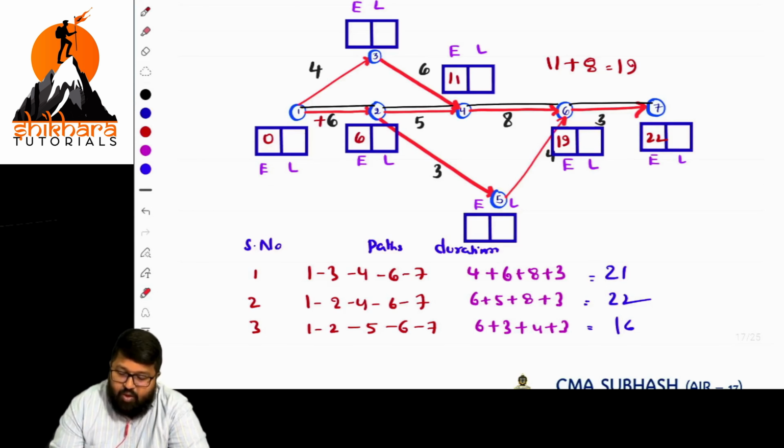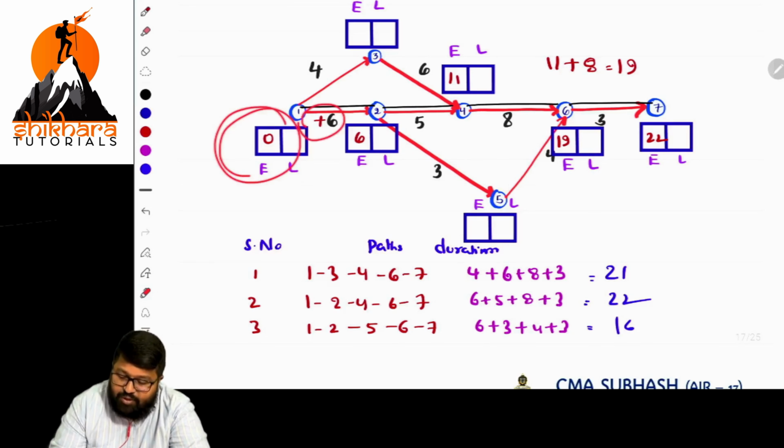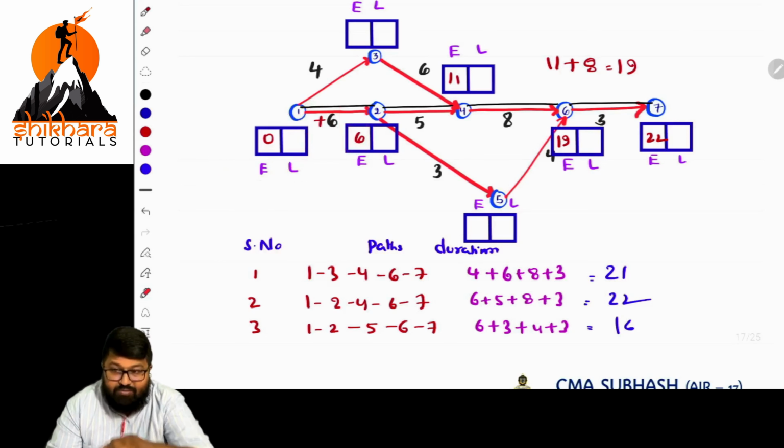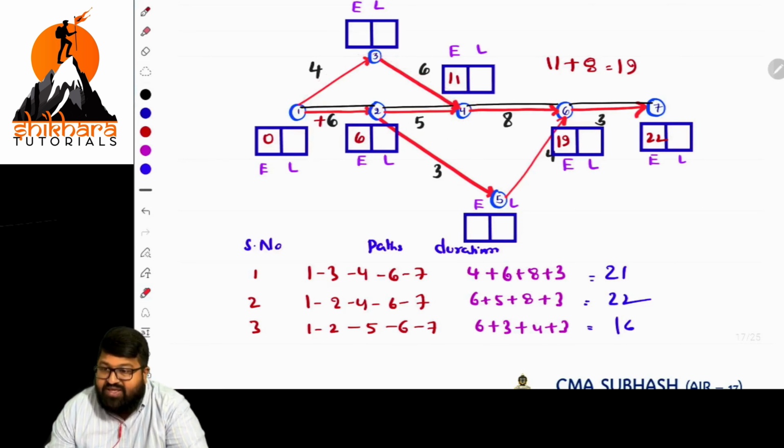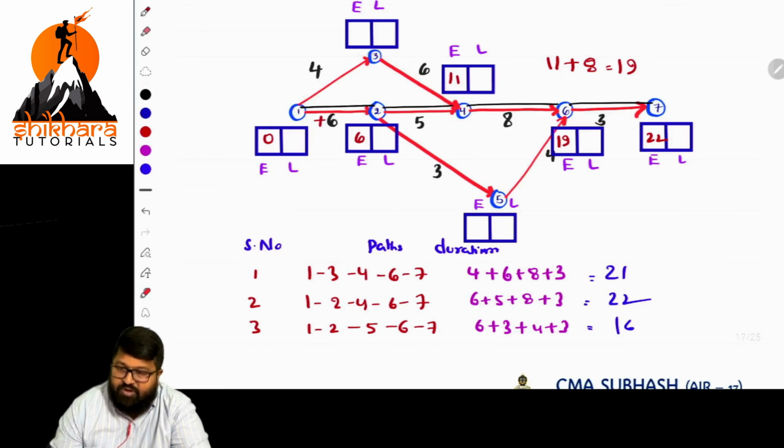Again, I'm repeating how to calculate the E value. For the starting event it is 0. For that we add the duration, then we get the value 6, and we complete the critical path. For the critical path, what is next? Again 5, that is 6 plus 5, 11. For this point there are two paths, one path and two path. Wherever we get the highest value for E, that value is taken.